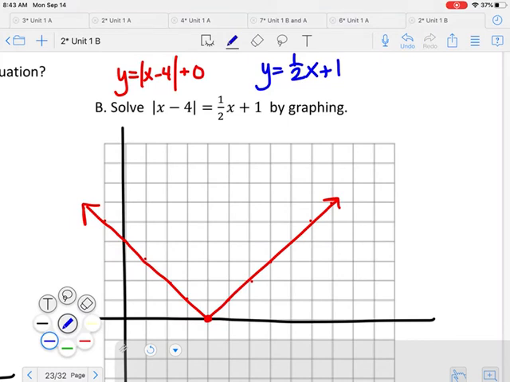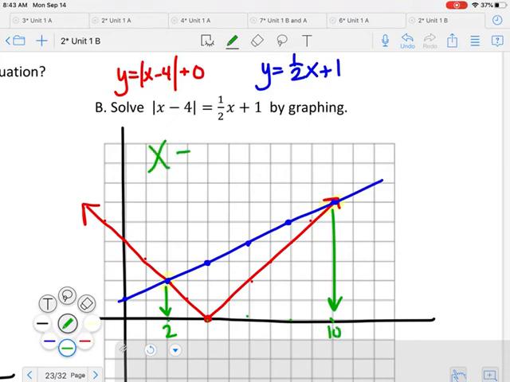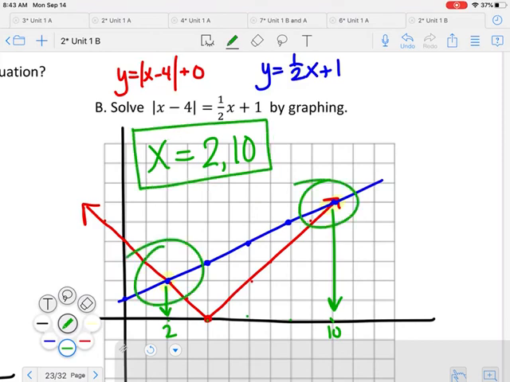And the other side, 1/2 x plus 1. Y-intercept is positive 1, and our slope is positive 1/2. Rise 1, run 2. Rise 1, run 2. And I'm going to keep going with that until they cross. There we go. So we're looking for the x values of where they cross. So that's an x value of 2. That guy's x value, 2, 4, 6, 8, 10. And so x is equal to 2, 10. 2 answers for x instead of 1 because it's crossing twice.